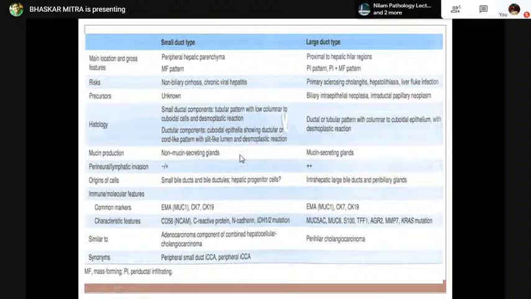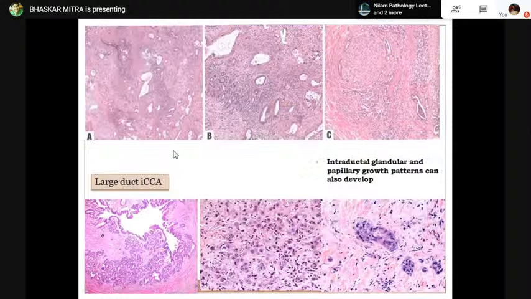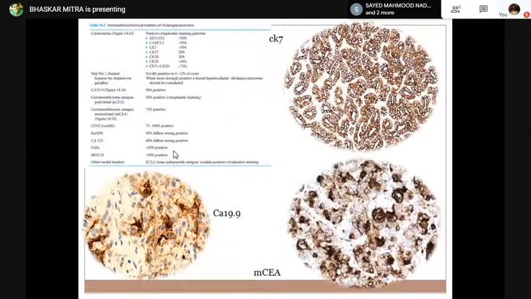So these markers are more helpful for mucin secretion, because IPNB is one of the things that may show mucinous metaplasia, gastric or intestinal type. So large duct comes from this, so it may show mucin secreting areas. Okay, but this is not seen in the small duct type. Now immunohistochemistry.